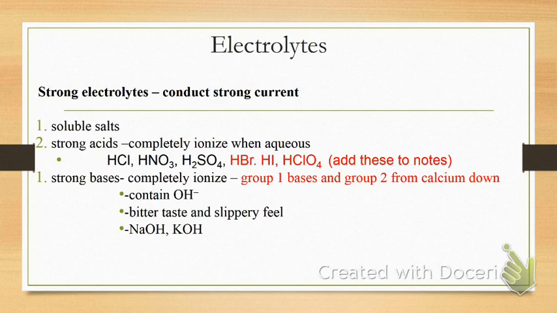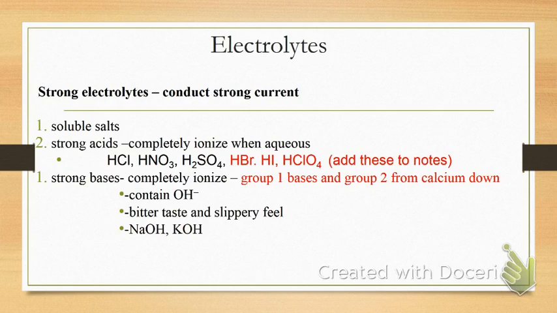It is HCl, HNO3, sulfuric acid, hydrobromic, hydroiodic, and perchloric acid. Those are your 6 strong acids. Okay? Any other acid is weak.